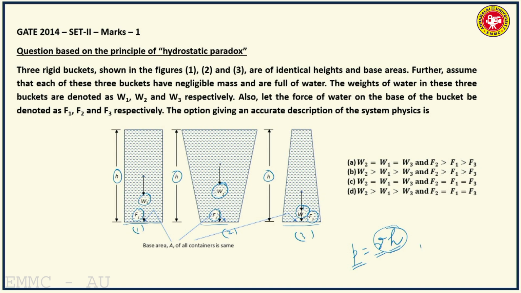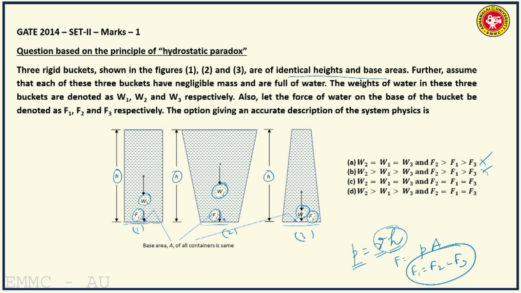So pressure intensity multiplied by the area of the base. They have the same area, so identical heights and base areas. As the base areas are identical for all the 3 vessels, the force due to the pressure intensity will be the same, that is F1 is equal to F2 is equal to F3. Therefore, this option is not correct. This option is not correct.